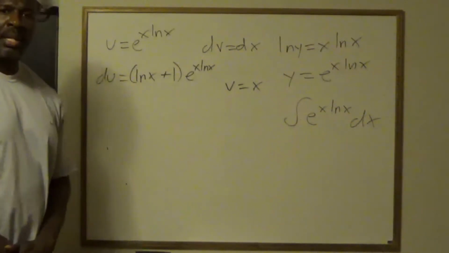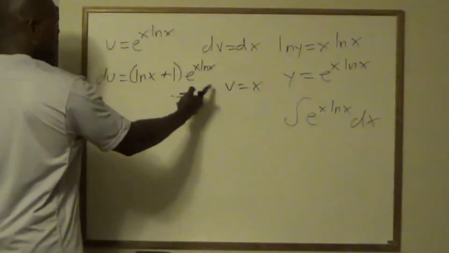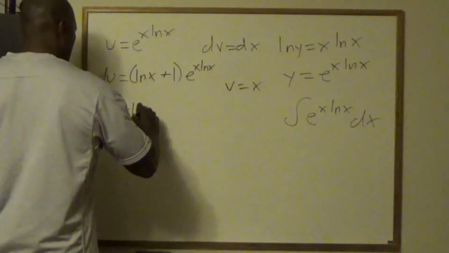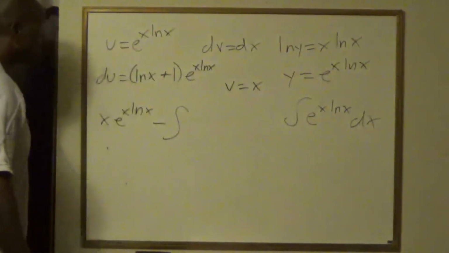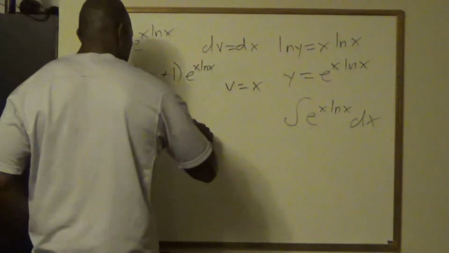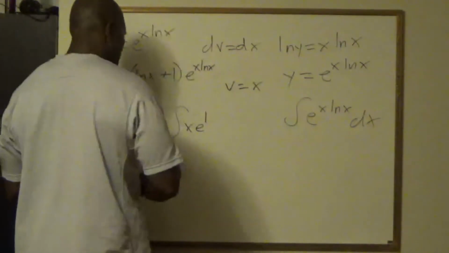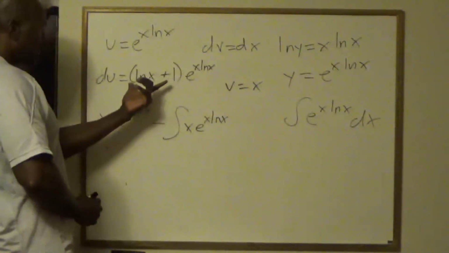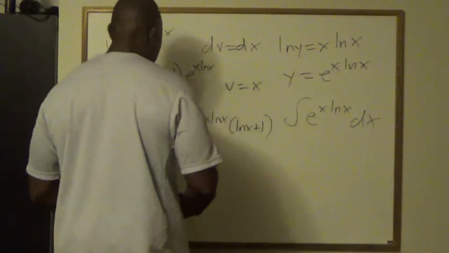So we're going to apply the integration by parts formula. We multiply u times v. So u times v would be x times e to the power of x ln x, minus the integral of v du. The integral of v du would be x times e to the x ln x times (ln x plus 1) dx.